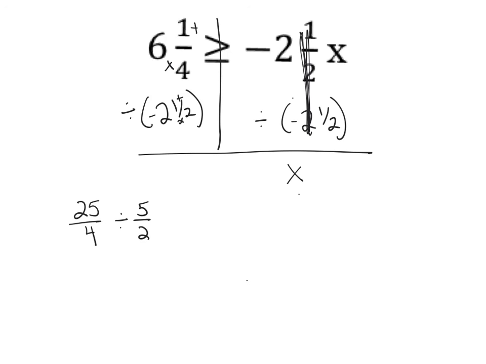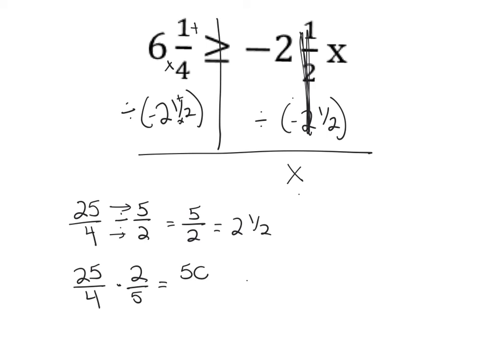But another way, instead of dividing, you could actually divide straight across because they're nice numbers. 25 divided by 5 is 5. 4 divided by 2 is 2, so that would give you 2.5. Or you can multiply by the reciprocal and do 25 fourths times 2 fifths, which will give you 50 twentieths, which will also give you 2.5.